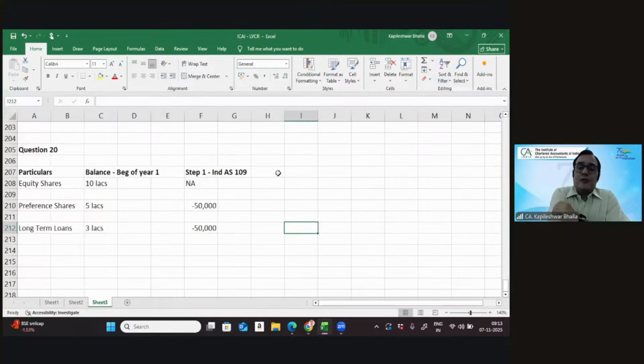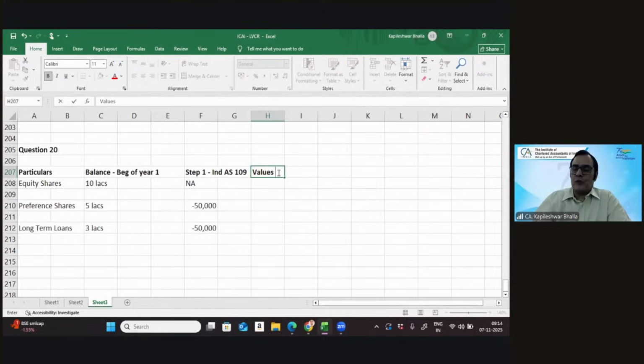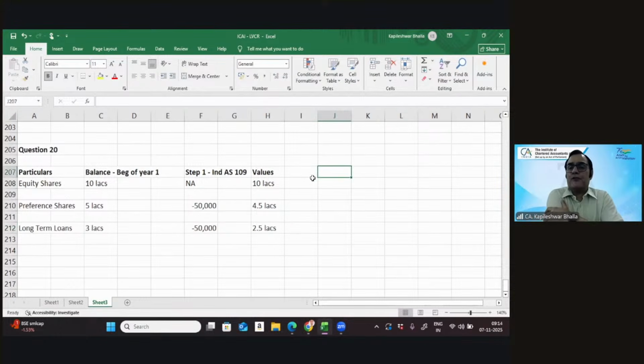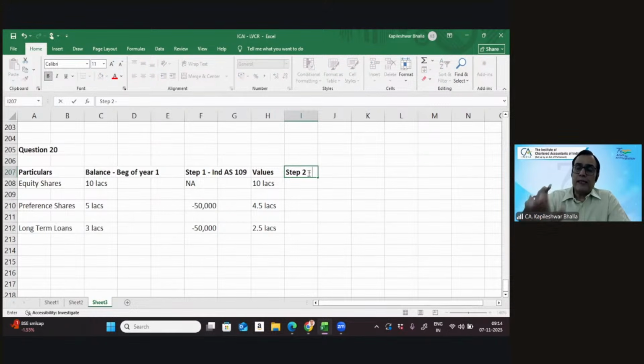So let's get the values which is post 109. And when you get these values, this still remains at 10 lakh. This becomes 4.5 lakhs. And this becomes 2.5 lakh. So it's as simple as that, that your step number 1 is simply applying Ind AS 109. Now comes the step number 2. And step number 2 is applying Ind AS 28, which is on the equity method.